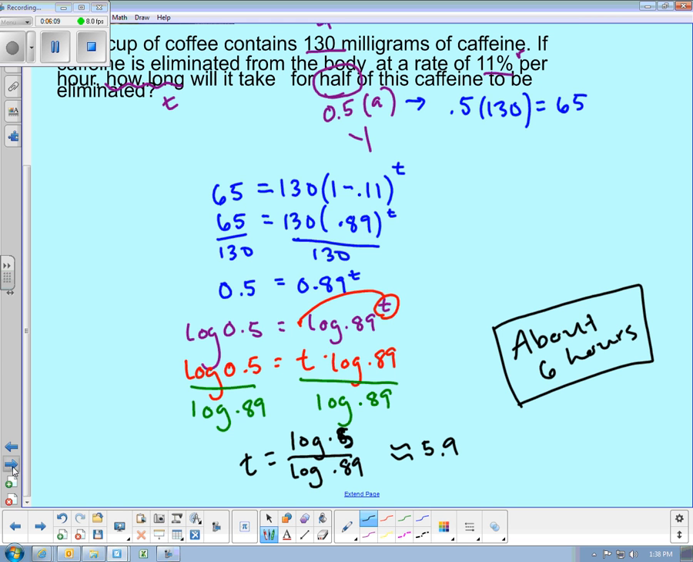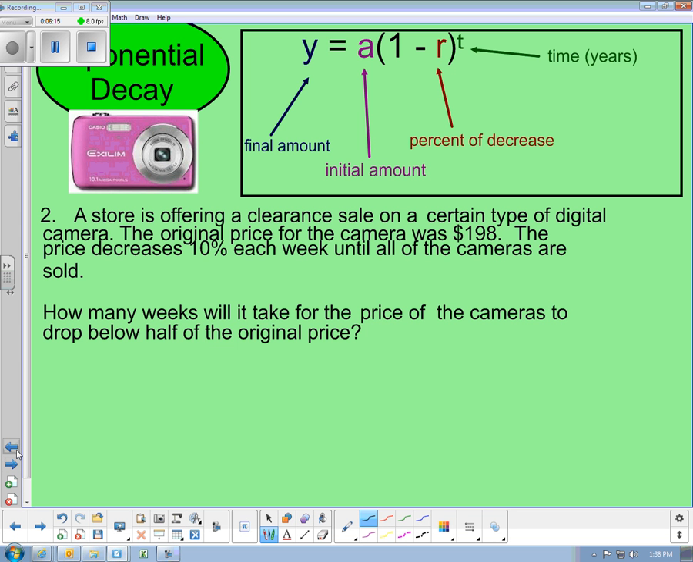Let's take a look at number 2. In number 2, it says a store is offering a clearance sale on a certain type of digital camera. The original price of the camera is $198. If the price decreases 10% each week until all of the cameras are sold, how many weeks will it take for the price of the cameras to drop below half? Below half of the original price.